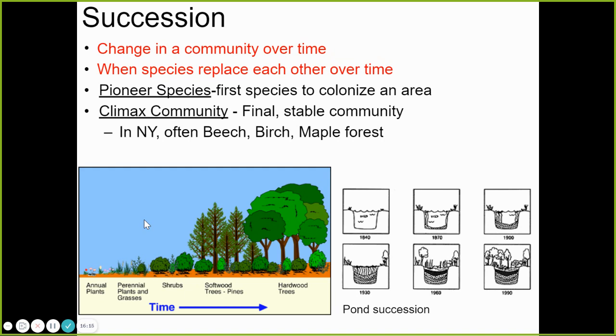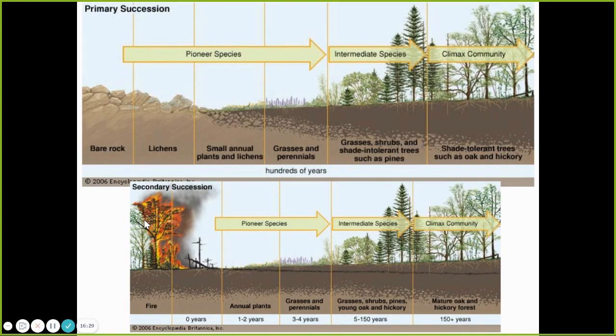Even ponds can go through this process, where they gradually fill in with sediment and plants over time, and a pond ecosystem can succeed into a forest ecosystem. And so we can see that here in these diagrams. They show this bare rock going through the process of succession, where you then have lichens and small plants and larger plants and small trees and so forth.